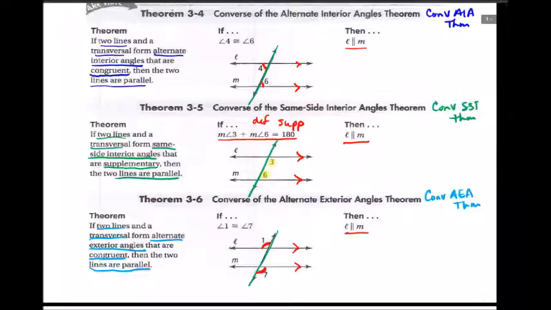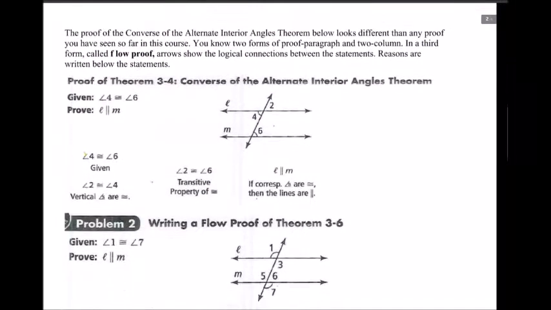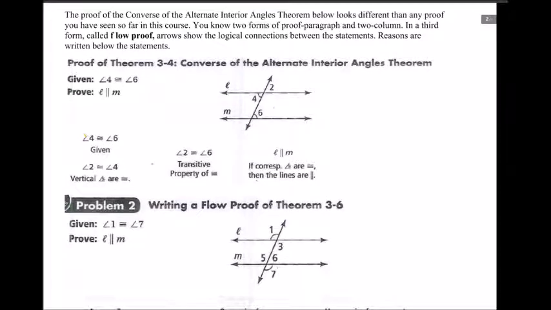Okay, so I'm sure you can see the pattern that we're following here. All of these are simply the converse of the theorems that we learned in lesson 3.2. So it's not really anything new. We are just switching up our order. Instead of saying that our special angle pairs have special properties, we are now saying that our lines are parallel. So let's look at some examples here.